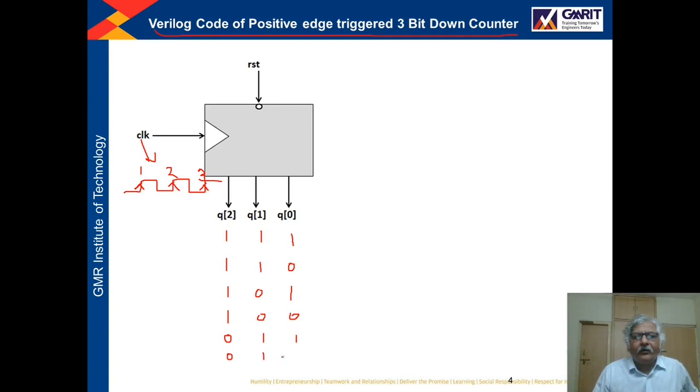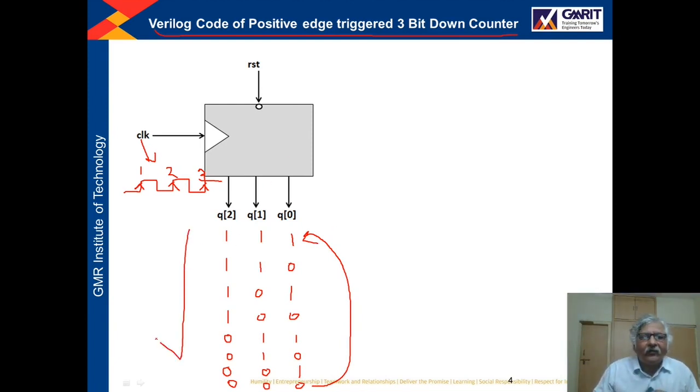Zero, 1, 0, and after this it will go to 0 0 1, and then it will go to 0 0 0. So this 0 0 0, from here again it will go back to this state. So in this way it will count down, right? It is counting downward now. This is 7 6 5, like this it is counting.